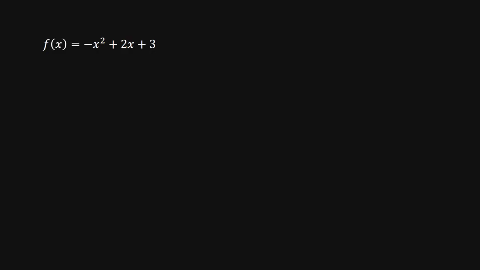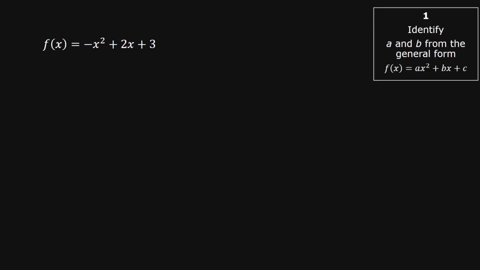Let's apply the steps to an example. This is a quadratic function in its general form. f of x equals negative x squared plus 2x plus 3. First, we identify a and b. a is the first coefficient, so in this case it is negative 1, and b is 2.